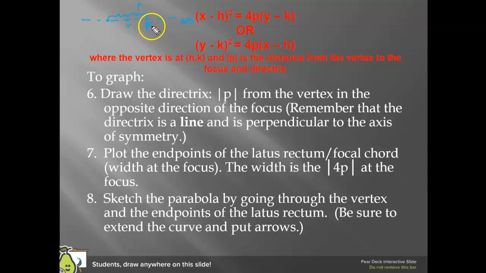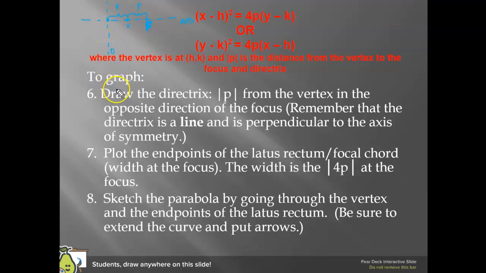And also, the directrix is not a point. Our focus was a point, but our directrix is not a point, it's a line. And specifically, it's a line that should be perpendicular to the axis of symmetry. So we'll have that axis of symmetry. We come over the same number of spaces, whatever that p was, we go to the other direction, and that's where we're going to put the line that's going to cross perpendicular to the axis of symmetry. So now we have a vertex, we have a focus, and we have our directrix.